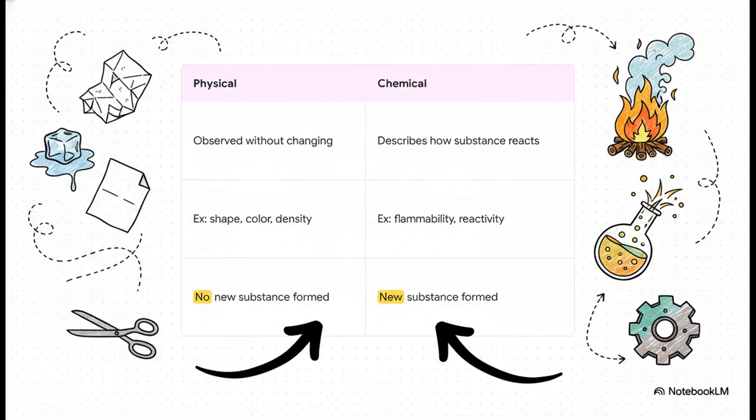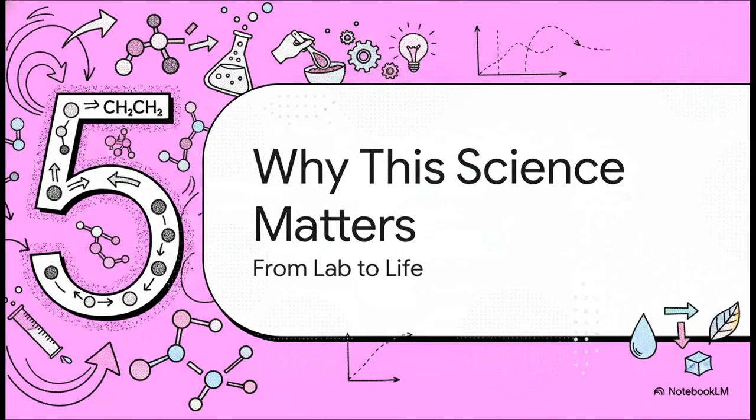So let's just put it all together one last time, side by side. Physical properties describe what a substance is, its shape, its color. Chemical properties describe what a substance can do, its ability to burn or react. But if you only remember one thing from this whole explainer, make it this. Physical changes create no new substances. Chemical changes always do.